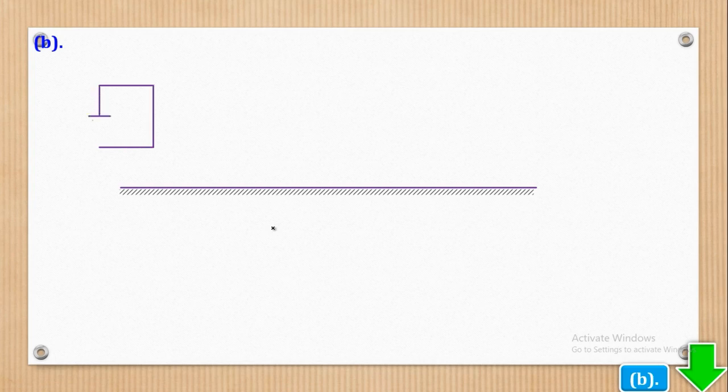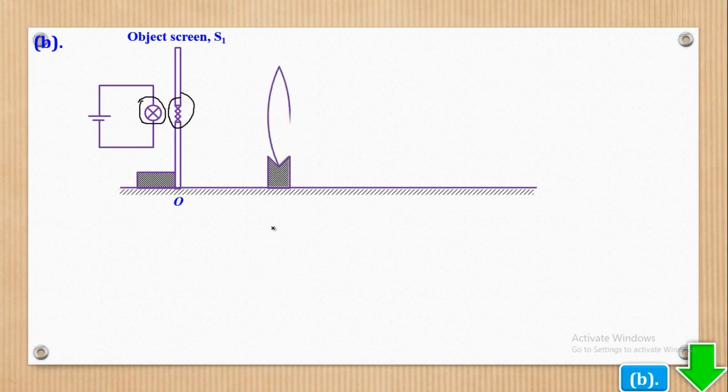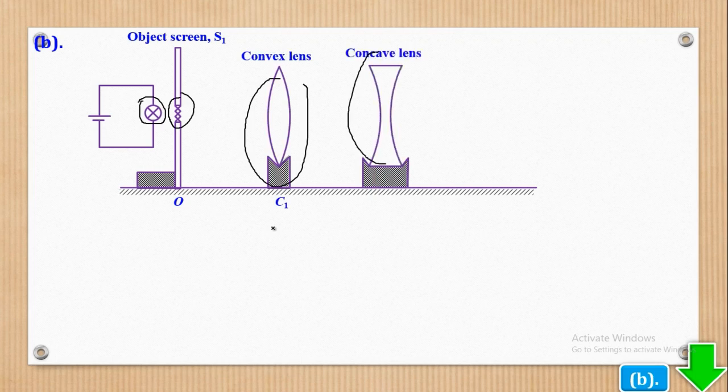So first we shall put there a setup. This is the source of light. This was the object screen with these cross wires acting as the object. This is the converging lens or convex lens. This is the diverging lens. And this is the image screen.